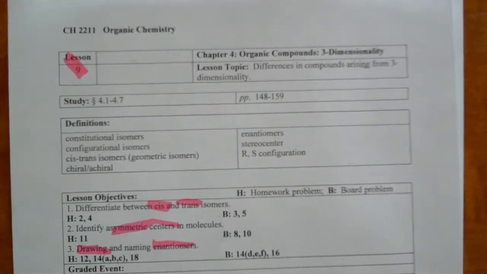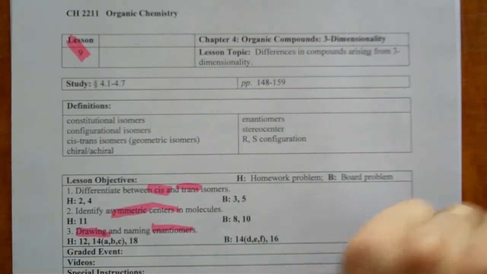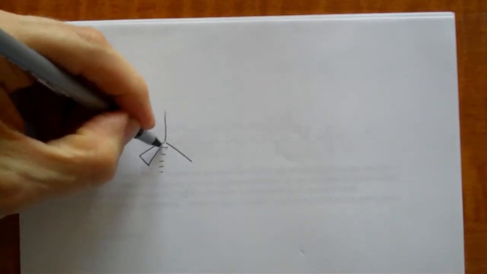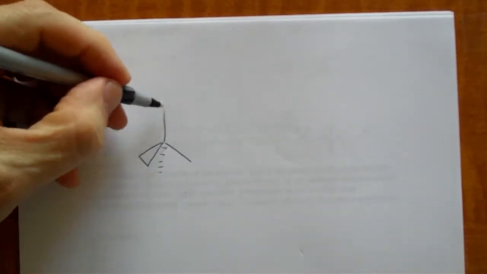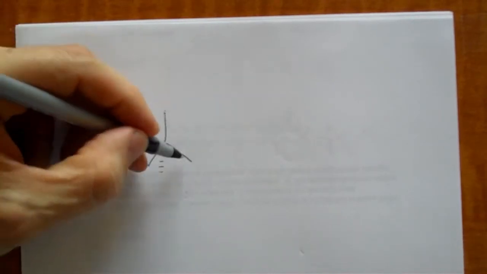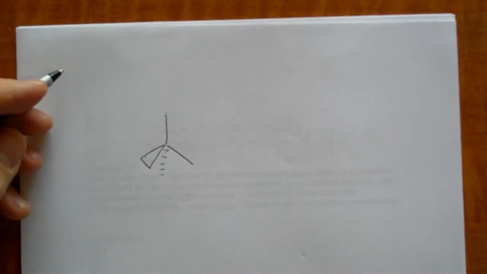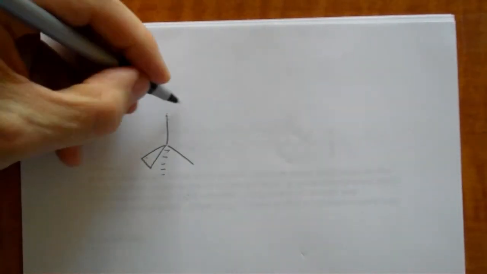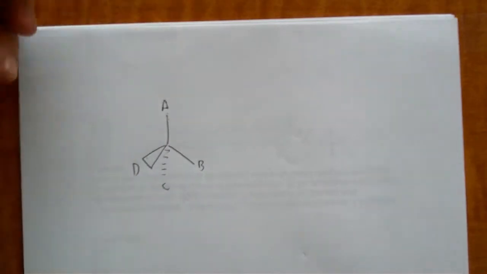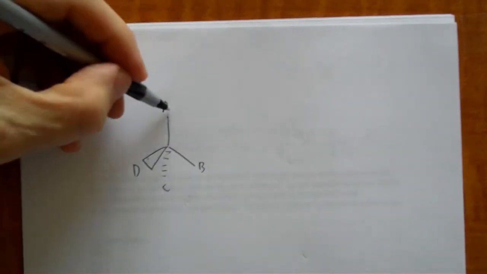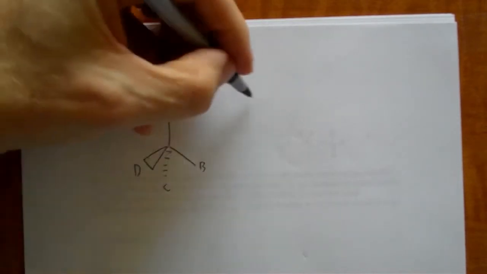Okay, and then finally, drawing and naming enantiomers, and this is the big one for lesson 9. And drawing and naming enantiomers, what we're going to do is we're going to first of all say that a wedge is coming out toward us. Straight lines are in the plane of the paper, and a hash is going back behind the paper. And what we're going to do is we're going to say A, B, C, and D. I sort of just arbitrarily put these down.